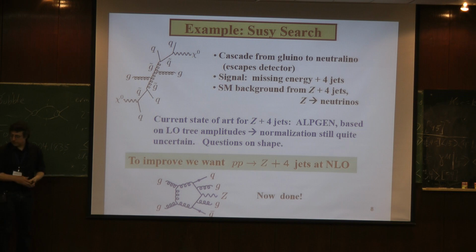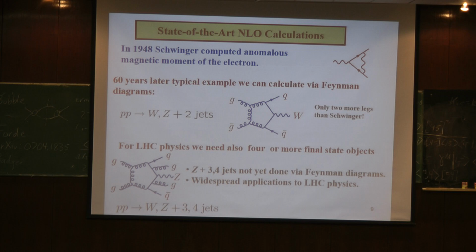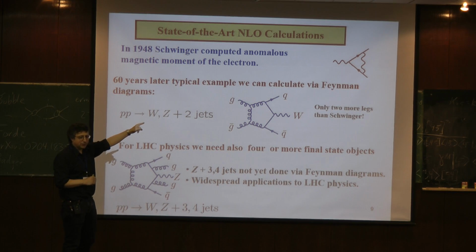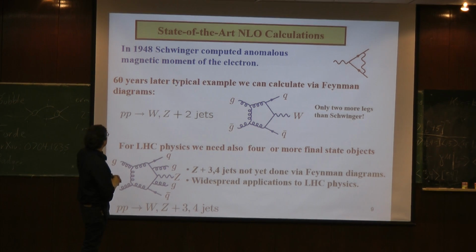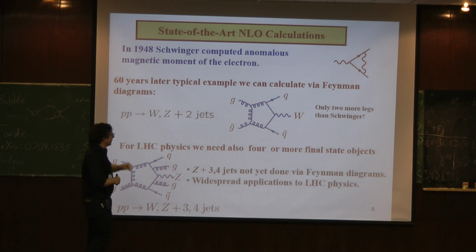Okay, and this is now done, but maybe before I show you that, let me just show you where the Feynman diagrams are. So in 1948, Schwinger did a 3-point function. And by the way, even late at night, I guarantee Schwinger did not use Feynman diagrams. But anyway, he had an earlier way of doing it. But anyway, it was a 3-point function.